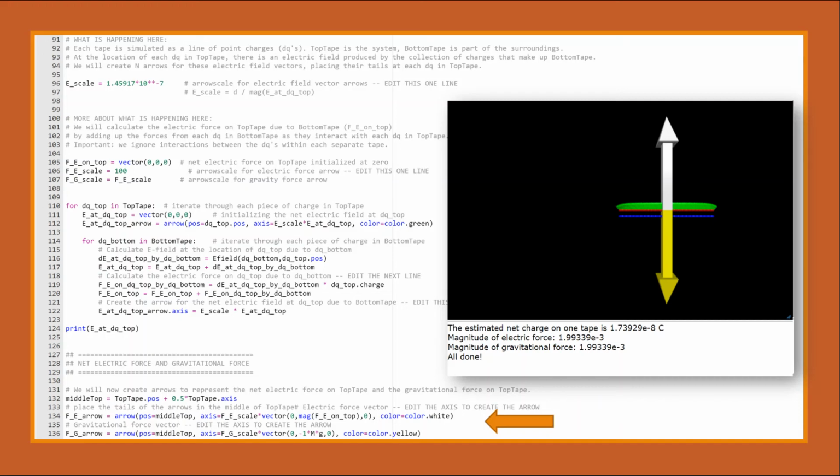Down here, lines 134 and 135, this is where I'm creating the arrows that you see off to the side, the white and the yellow one. This is the total electrical force, the magnitude of electrical force, and the magnitude of the gravitational force.